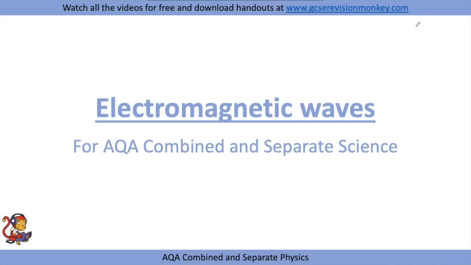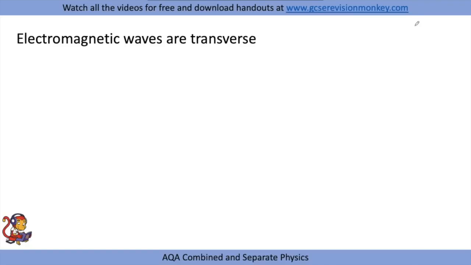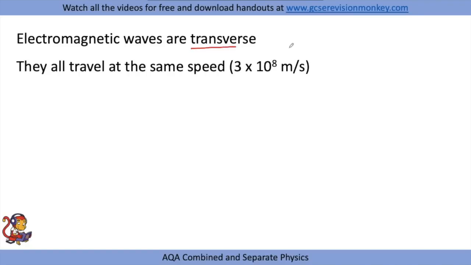Electromagnetic waves. Electromagnetic waves are transverse and they all travel at the same speed, which is 3 times 10 to the 8 meters per second.